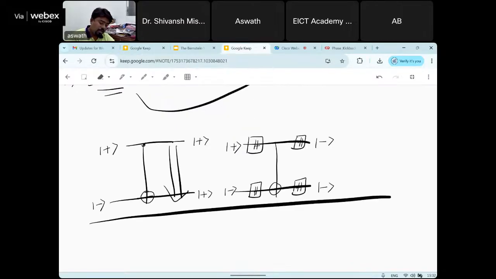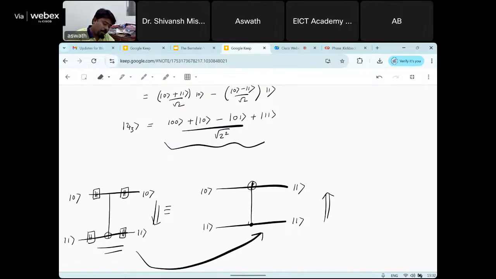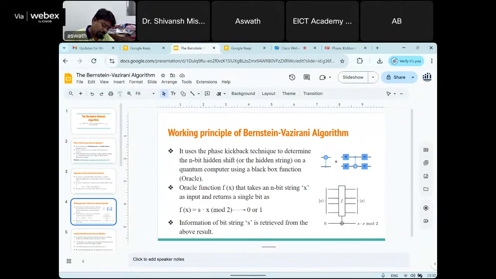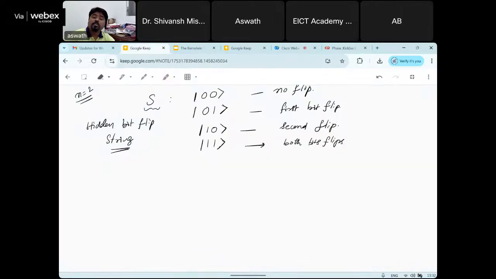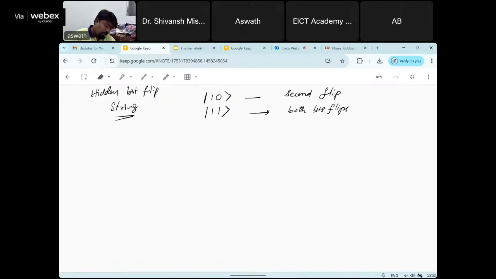What was the query earlier? I was adding, multiplying, and seeing whether I am getting 1 or not. If I have 011, I'm getting something. Classically, I am doing 4 queries. From the 4 queries, I'll figure out what S would look like. This is a 4-qubit system, but for the time being I want to do it for a 2-qubit system so that I will understand.